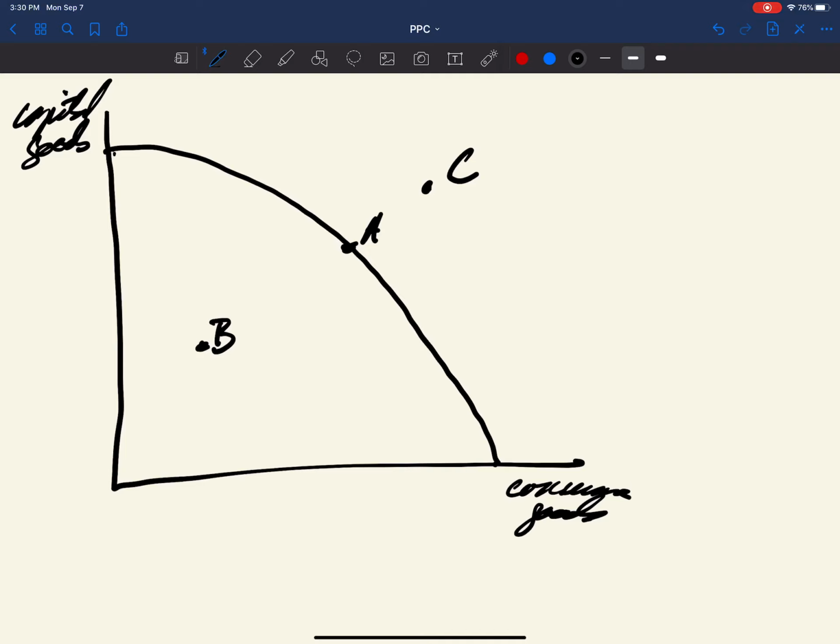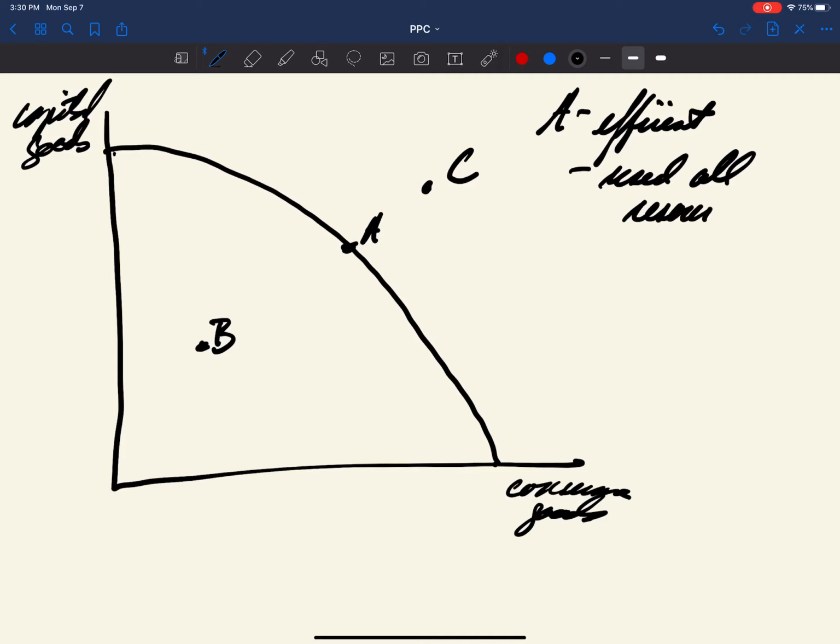So let's start off with point A. With point A, what we say for that is that it is efficient, okay? Now, the question is why is it efficient? Well, it's efficient because it's on the line. No. It's represented by a point on the line, but that's not why it's efficient, and that's important, okay? Because the math is just representative of what this means. A is efficient because we've used all of our resources. And that's the only reason, okay?